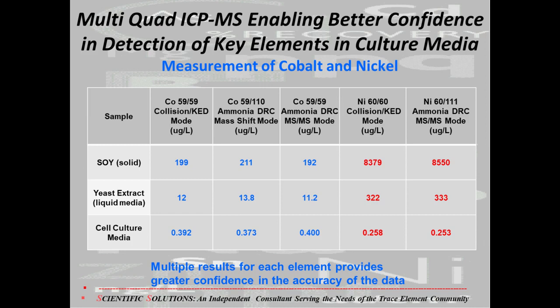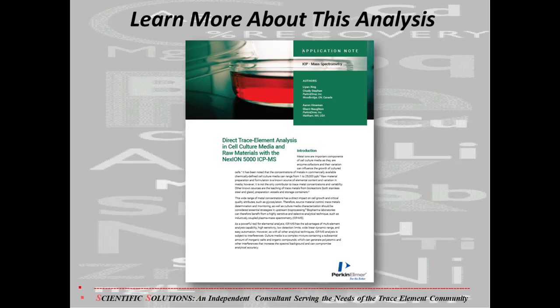Cobalt is run in three different modes: collision mode with KED, mass shift mode, and MS/MS mode, which are shown here in blue. Within experimental error, it can be seen that the results for each sample are very similar. On the other hand, nickel is run in collision mode and mass shift mode, and also shows similar results for the three samples represented here in red. With these two elements, we can see agreement between the modes, which provides greater confidence in the accuracy of the data.